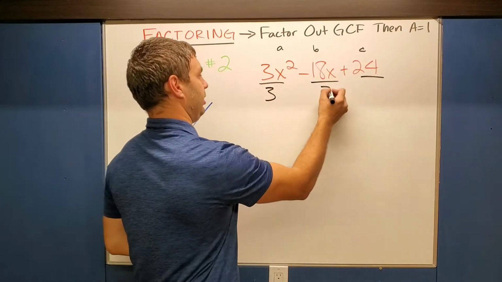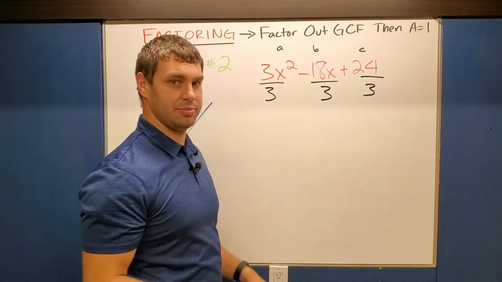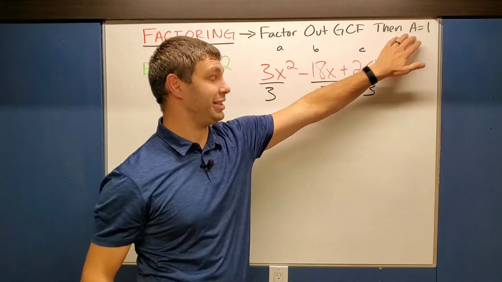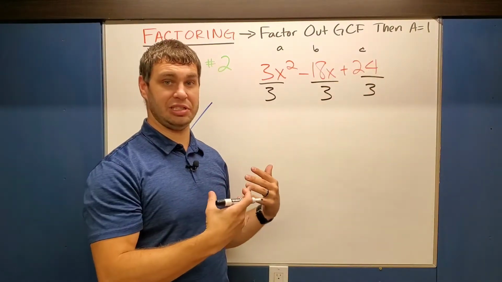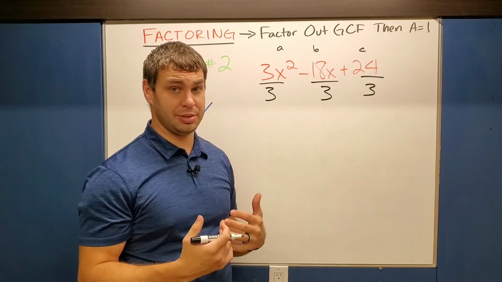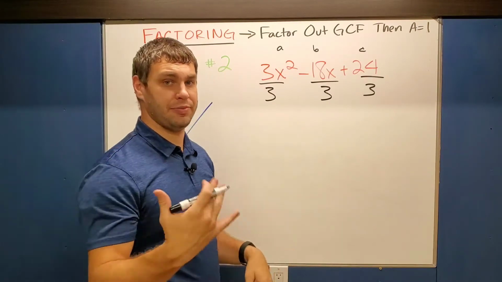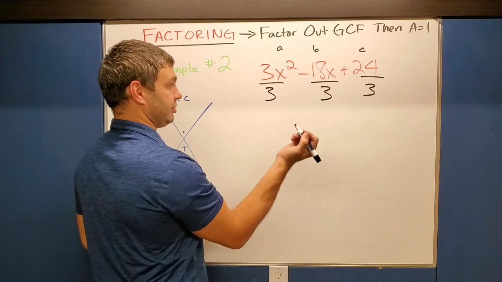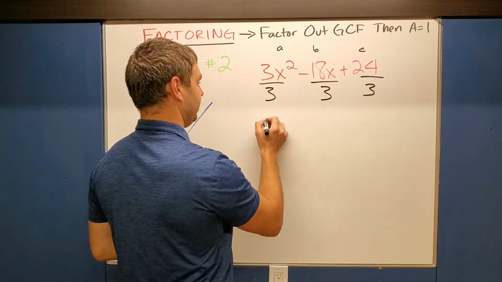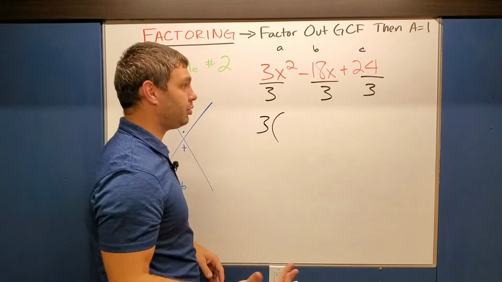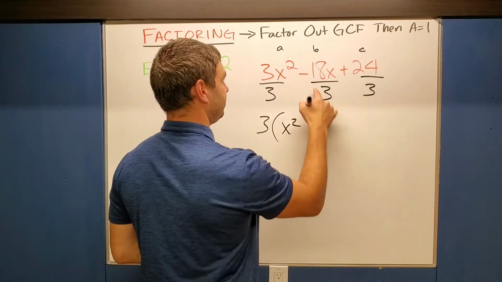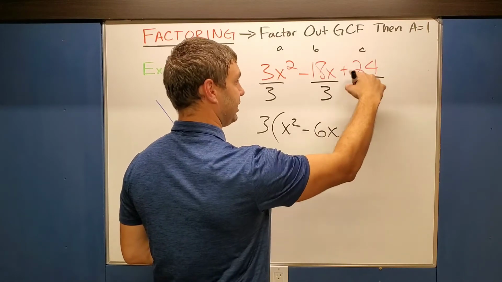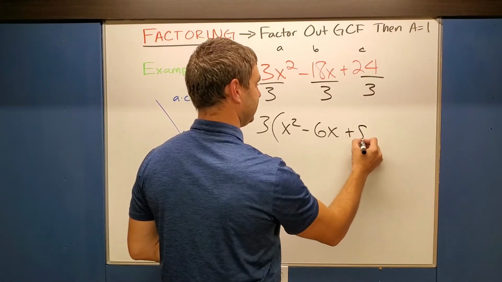All right, now, you'll probably be given an assignment that has a mixture of ones like this, where the A equals 1 after you take out the GCF, and others where maybe it equals a prime number or a composite number. But for all of these today, we're going to be dividing by this number. In this case, it's a 3. So when I divide by that, I'm going to take my 3 out front, and then left over, we have x squared. Negative 18 divided by 3 is negative 6. Bring down the x, and positive 24 divided by 3 is a positive 8.